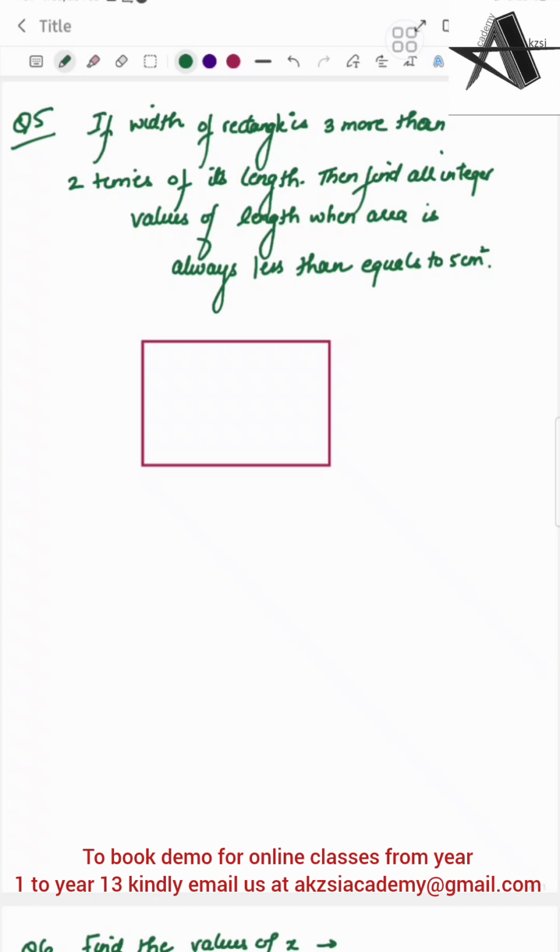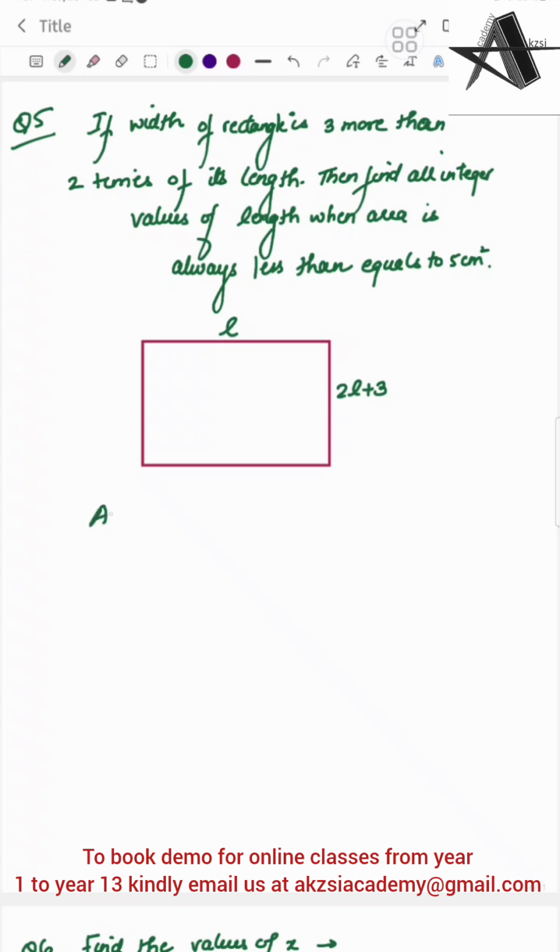L is a variable, so I need to represent L. If the width of the rectangle is 3 more than 2 times the length, suppose length is L, then width will be 3 more than 2 times the length. 2 times the length plus 3 will be the width. Then find all the integer values of length when area is always less than or equal to 5 centimeters squared.